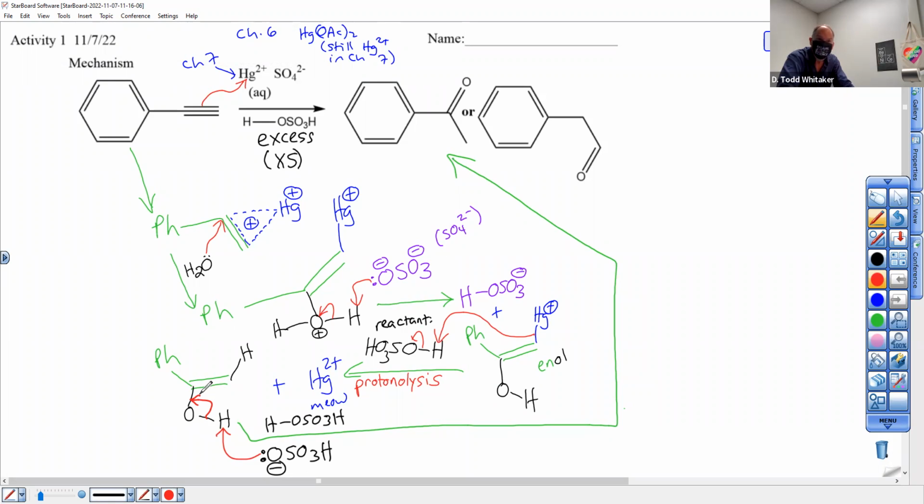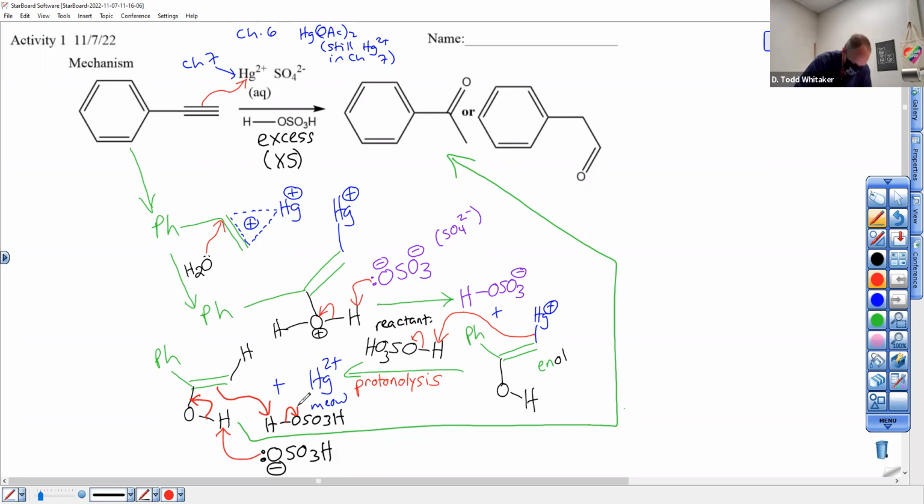From where? The old pi breaks and picks up a proton from where? The strong acid. They are nice arrows. You notice how they flow away from each other? And that gives us the ketone.